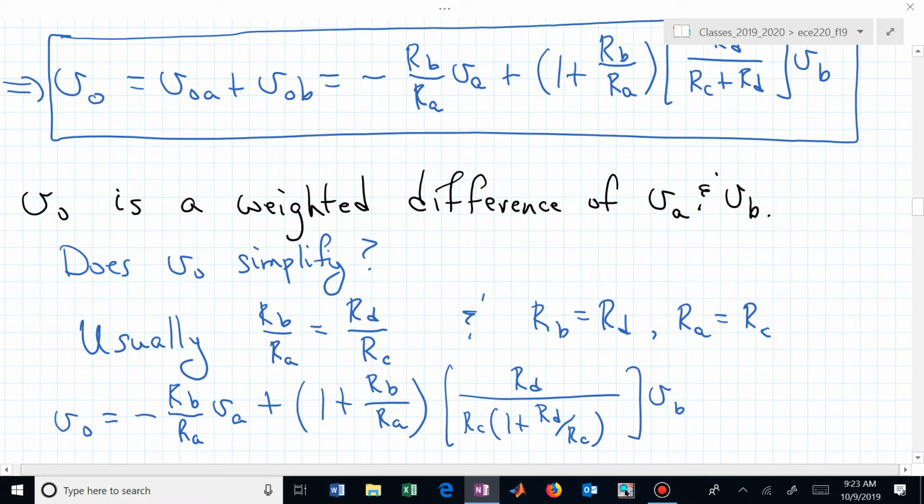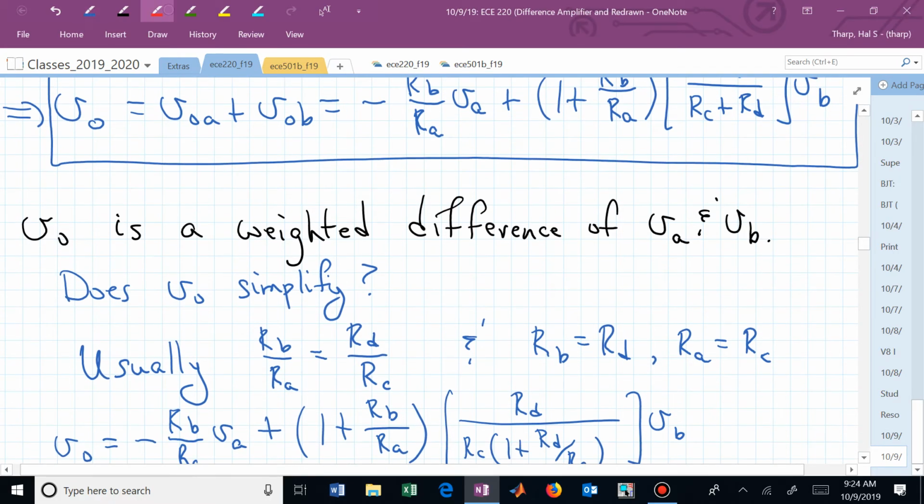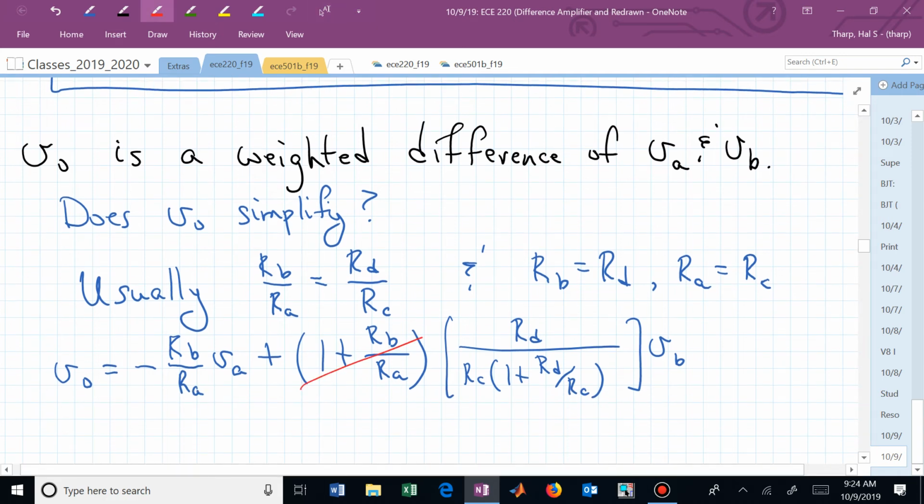And we now have R sub B over R sub A the same as R sub D over R sub C. If we now add 1 to each of those, it's going to give us the same expression. That term cancels that term. And I hope you can see that this ratio that's remaining, with R sub D equal to R sub B and R sub C equal to R sub A, is the same as the weighting coefficient on V sub A.